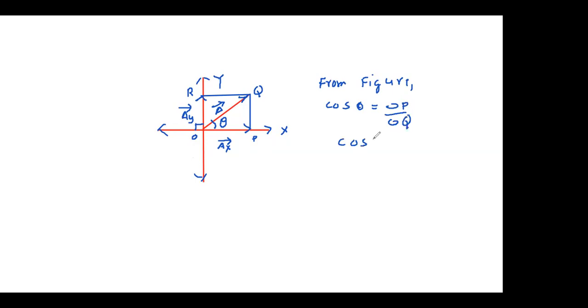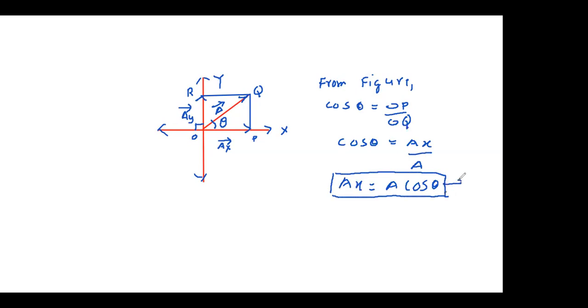So cos theta will be OP, which is Ax in magnitude. OQ is A. So Ax equals A cos theta. That means the side adjacent to theta will come with cosine: A cos theta. So by using this formula, I can get one component.